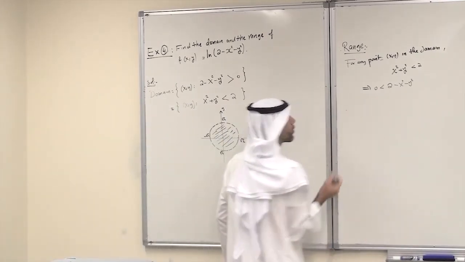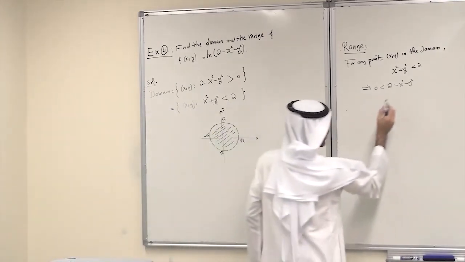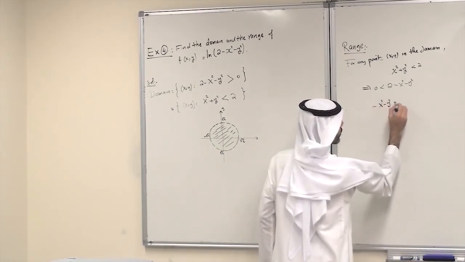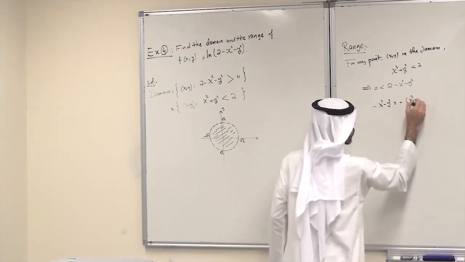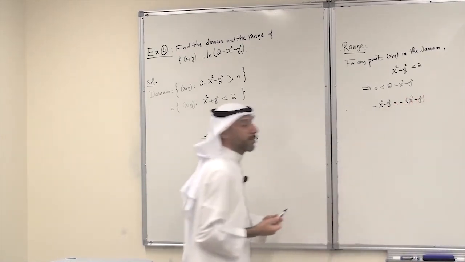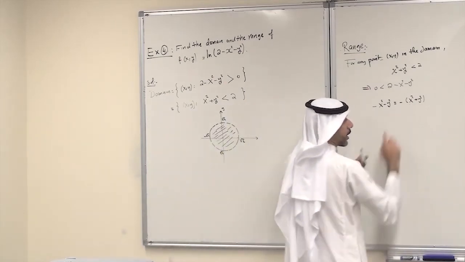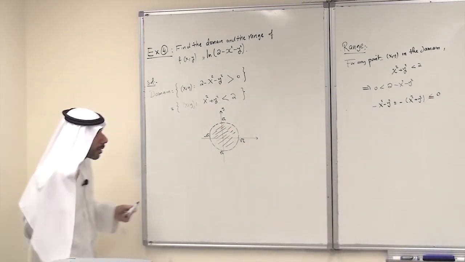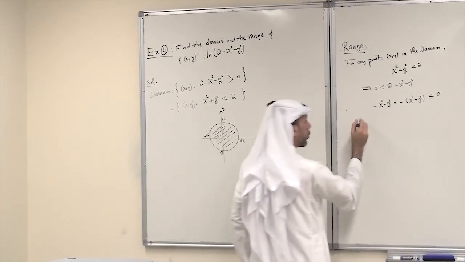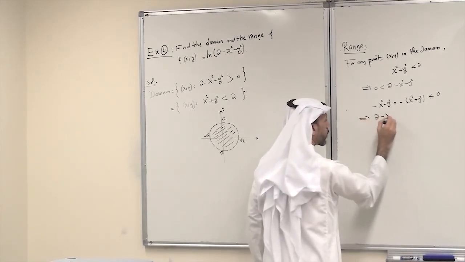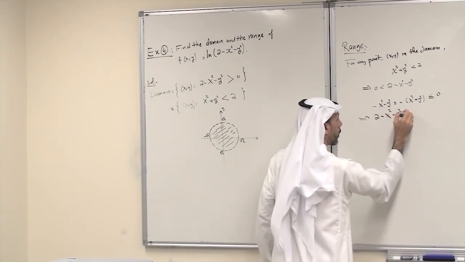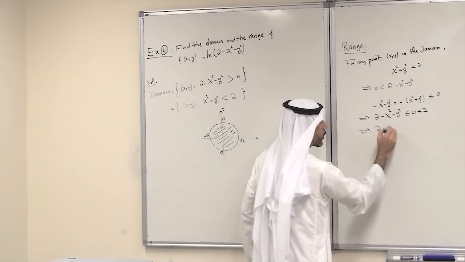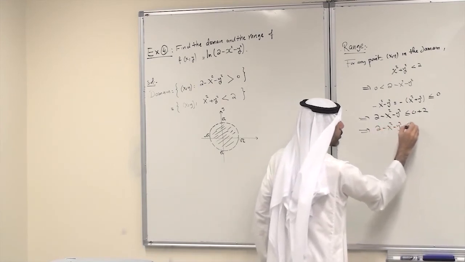A second observation: notice that if I take just minus x squared minus y squared, this is minus the sum x squared plus y squared. This is always negative, because x squared plus y squared is a positive term. So this is less than or equal to 0. Now add 2 to both sides. When you add 2, you get 2 minus x squared minus y squared less than or equal to 0 plus 2, so 2 minus x squared minus y squared is less than or equal to 2.